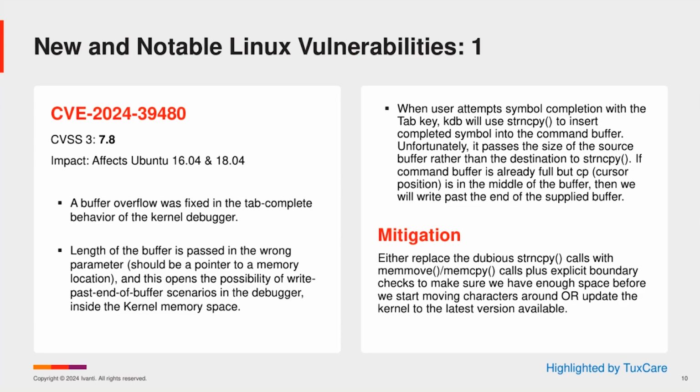2024-39480. It affects Ubuntu 16.04 and 18.04. So it's a buffer overflow vulnerability. And let's see here, when the user attempts symbol completion with the tab key, the KDB will use this library to insert completed symbols into the command buffer. So it passes the size of the source buffer rather than the destination, and basically they're able to force an overflow.